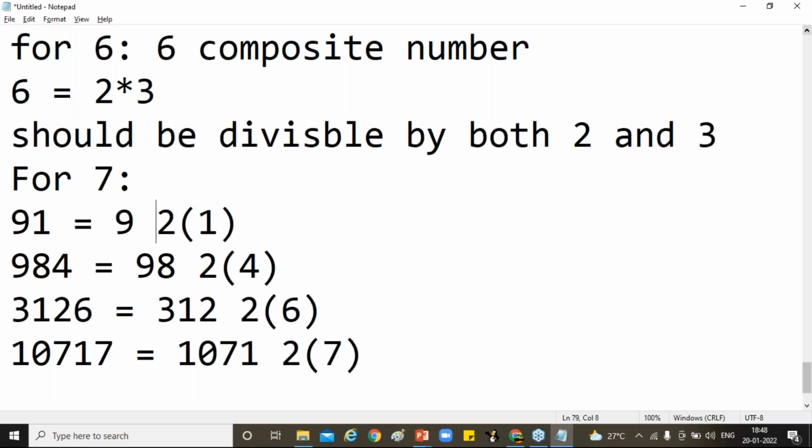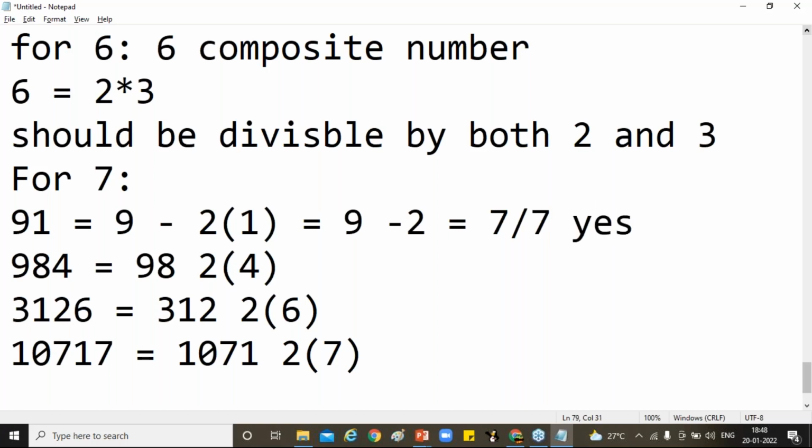Clear? So subtract the difference between the number obtained by removing the last digit and double the last digit of the given number. 9 minus 2 is 7. If it is divisible by 7, then the whole number is divisible by 7. Yes, 7 is divisible by 7. Then 91 is also divisible by 7. Yes, it is exactly divisible.